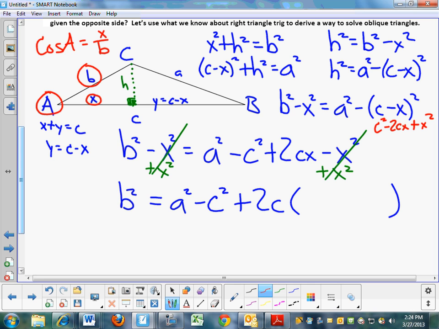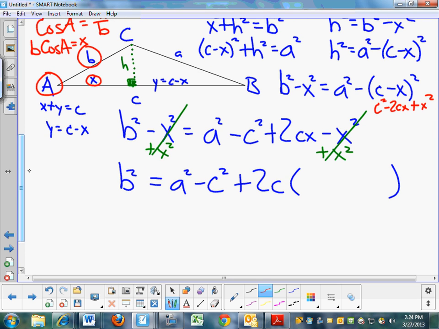So I said something about x in terms of a and b. Can you now solve for x? Well, sure. We could solve for x. Multiply both sides by b. b times the cosine of a is equal to x. So now down here in my formula, I can insert b times the cosine of a.